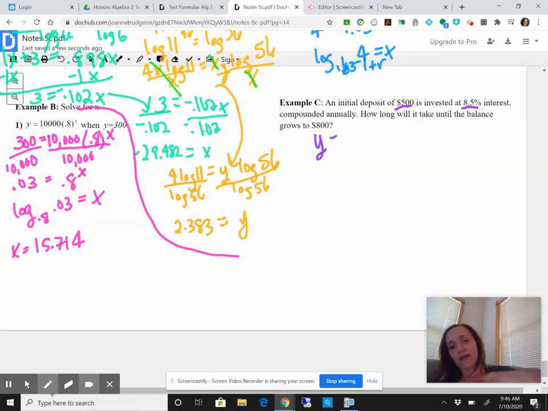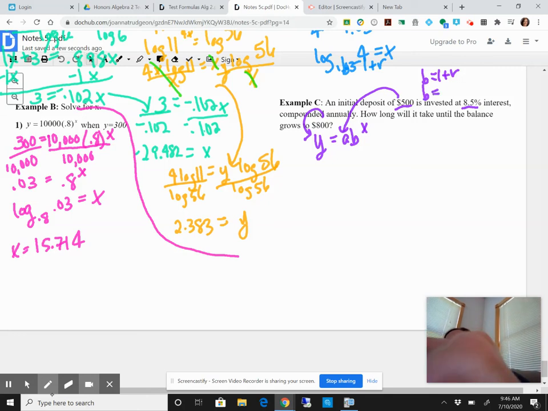I start by writing the standard form of an exponential. My start value 500 is A. What I want when we get done is Y, 800. And then B, remember B equals 1 plus R. B equals 1 plus 0.085. This is going up. If it's an interest rate, it's going to be making your money grow. So I will plug these in.